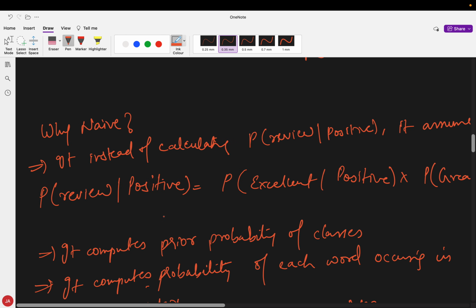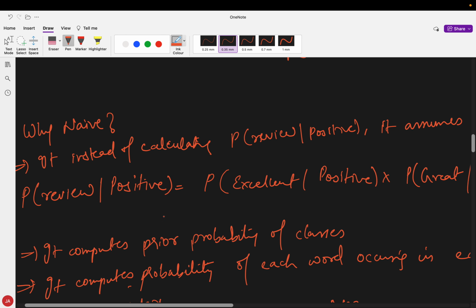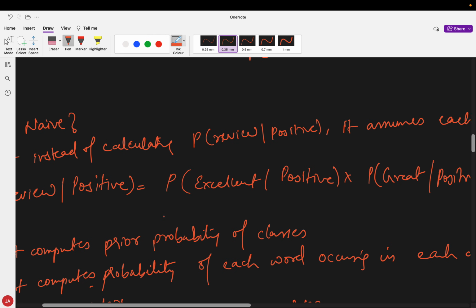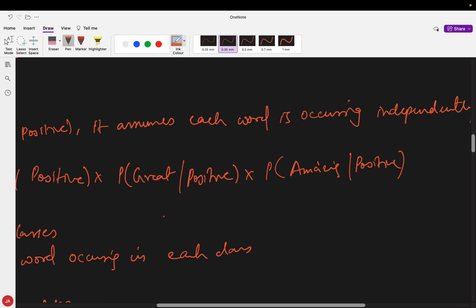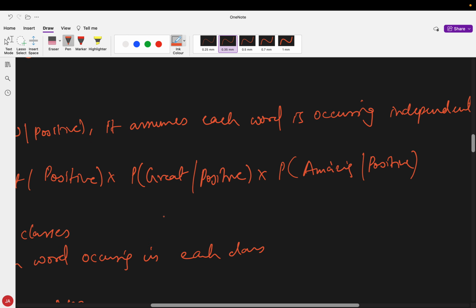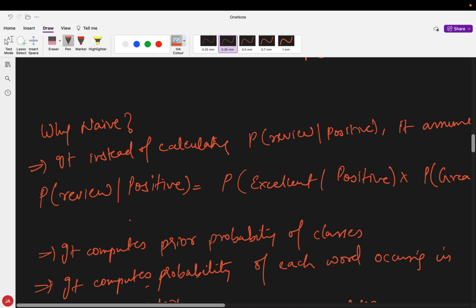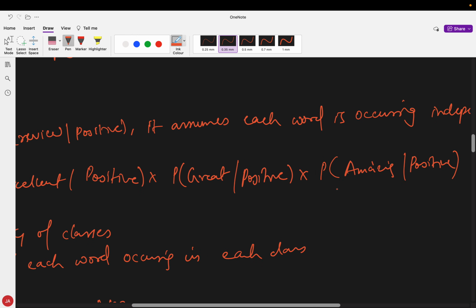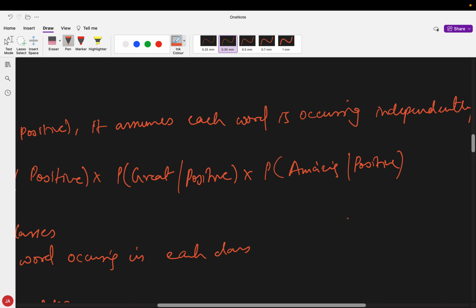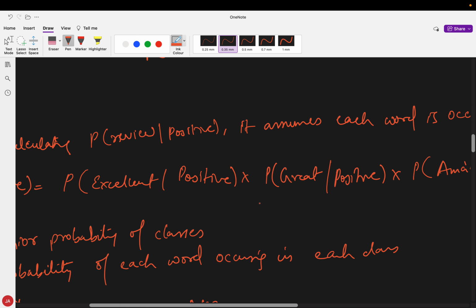So why is Naive Bayes called naive? Because instead of calculating the probability of the review given positive, it assumes each word occurs independently in the sentiment class. So instead of calculating the left-hand side, it focuses on the right-hand side, that is, the probability of excellent given positive, the probability of great given positive, and the probability of amazing given positive. It assumes that each of the given words occurs independently in the given class.